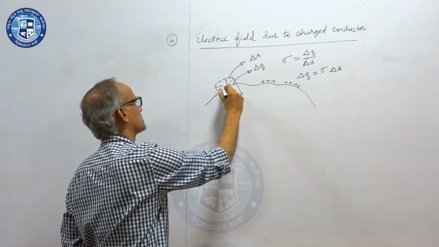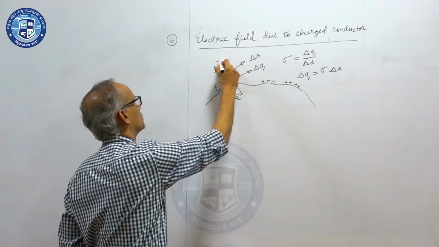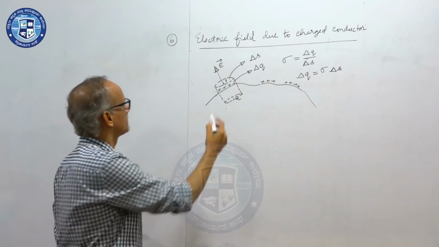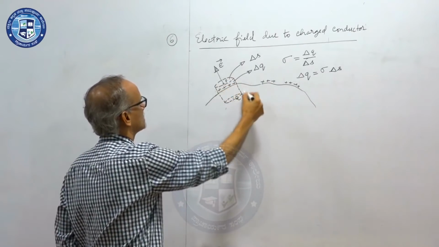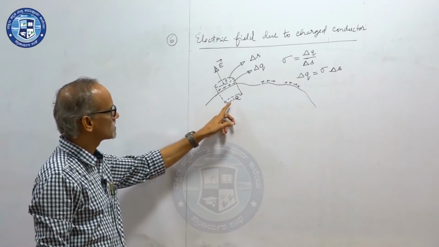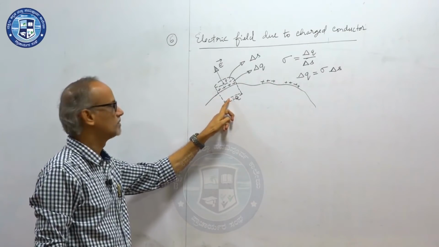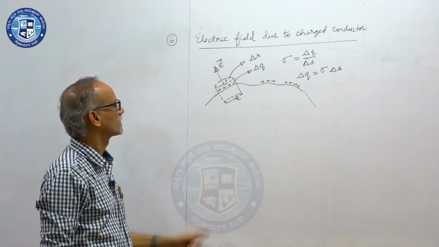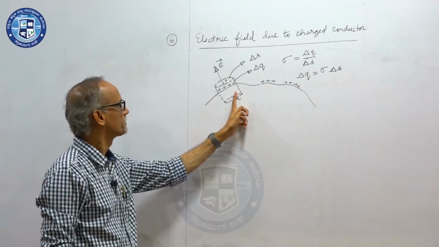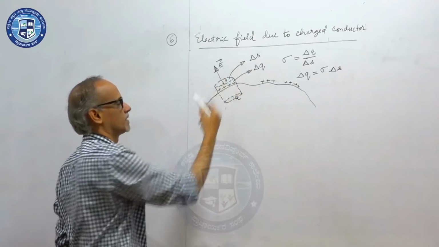The electric field is always normal to the surface of the conductor, and it is outward because the charges are positive. So, what is the flux through this Gaussian surface, which is in the shape of a pillbox? There is no flux through the end face containing Q, because it is inside the conductor. There is no flux through the lateral surface of this pillbox, because the lines of force are normal to the surface of the conductor.